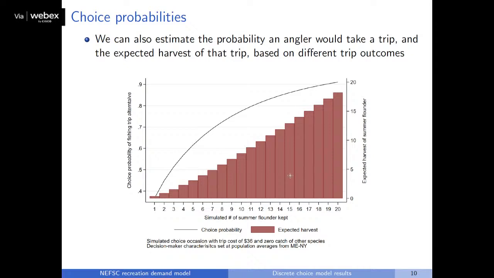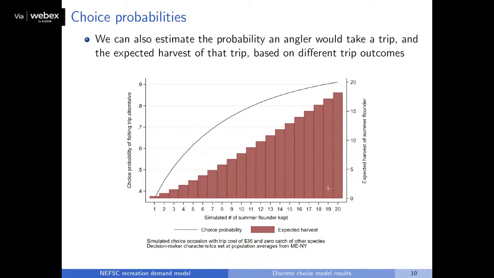We can also use those discrete choice model results to estimate the probability that an angler would take a trip and the expected harvest of that trip based on different trip outcomes. So in this plot, I've simulated 20 fishing trips. They're identical except for the simulated number of summer flounder harvested, which varies from 1 to 20. As the simulated number of summer flounder harvested increases, you can see that the probability of taking a fishing trip increases, and that's represented here by this black line.